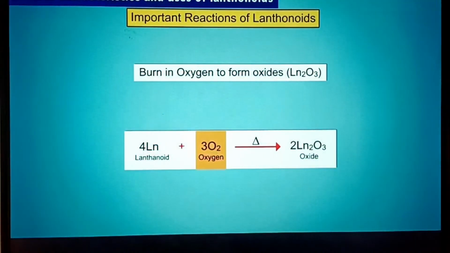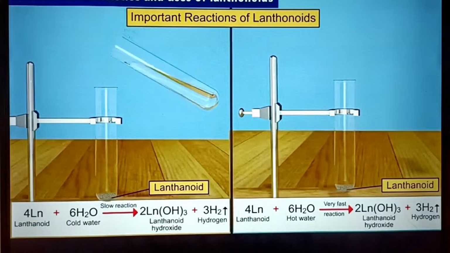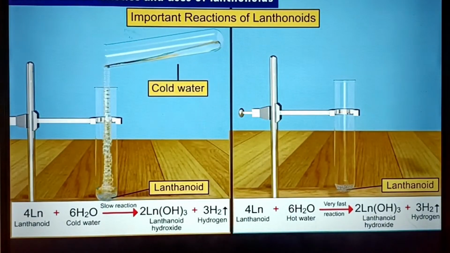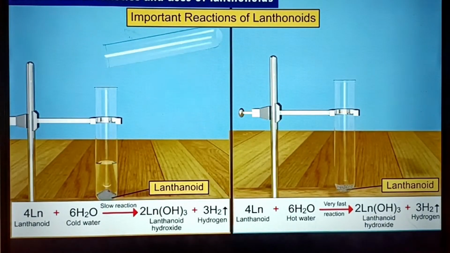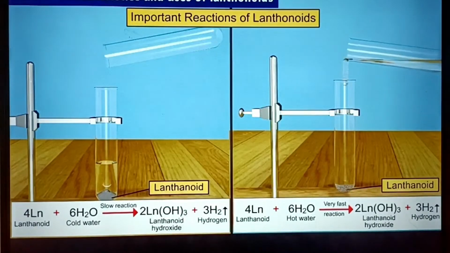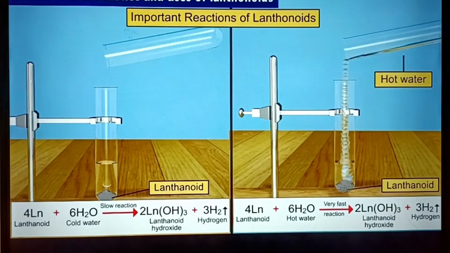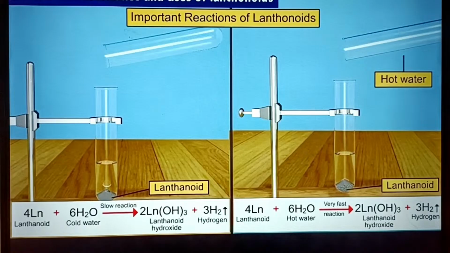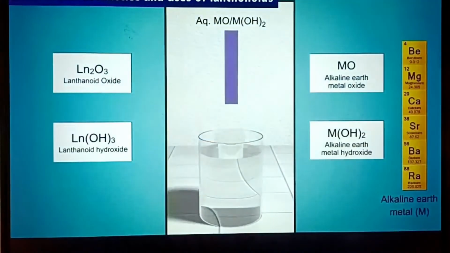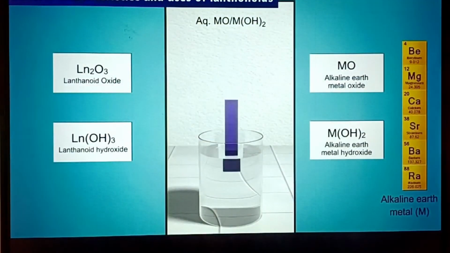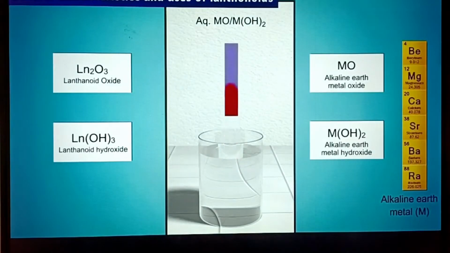They burn in oxygen to form oxides of the type Ln2O3. They react slowly with cold water, but more rapidly with hot water, and liberate hydrogen gas. The lanthanoid oxides and hydroxides are basic in nature, like alkaline earth metal oxides and hydroxides.